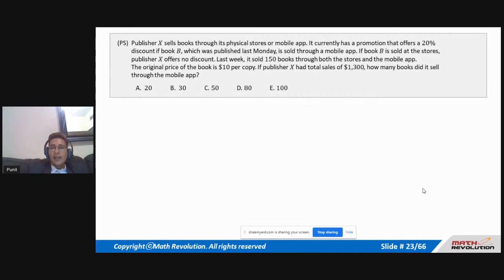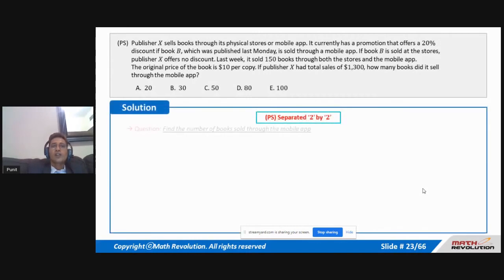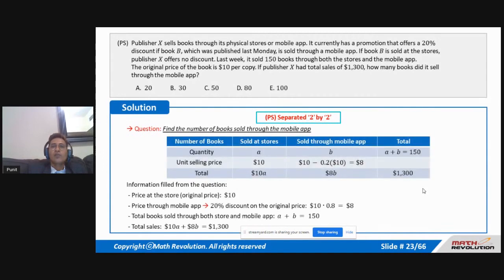All right, so let's quickly do this question. Publisher X sells books through its physical stores or mobile app. It currently has a promotion that offers a 20% discount if book B, which was published last Monday, is sold through a mobile app.